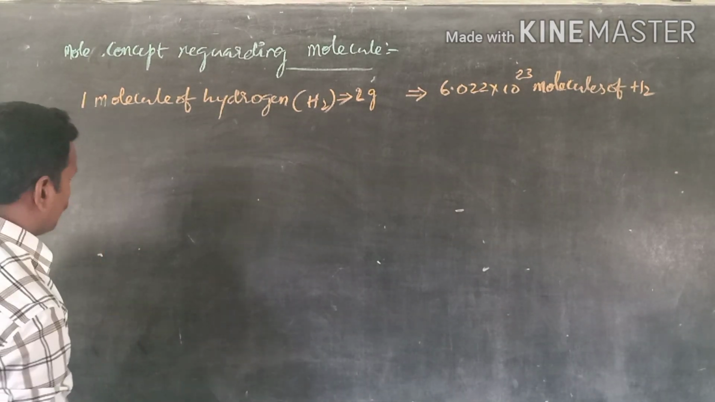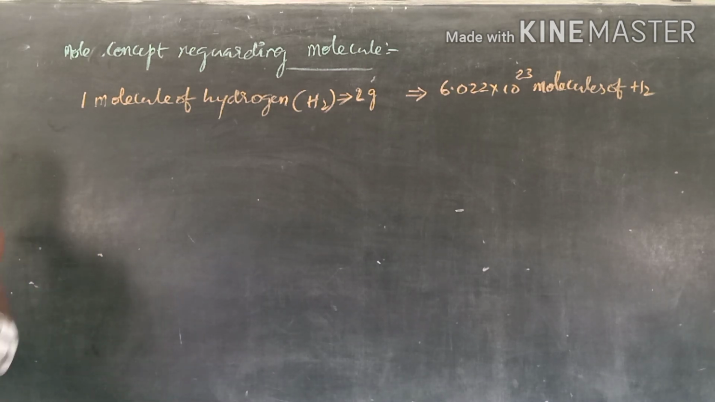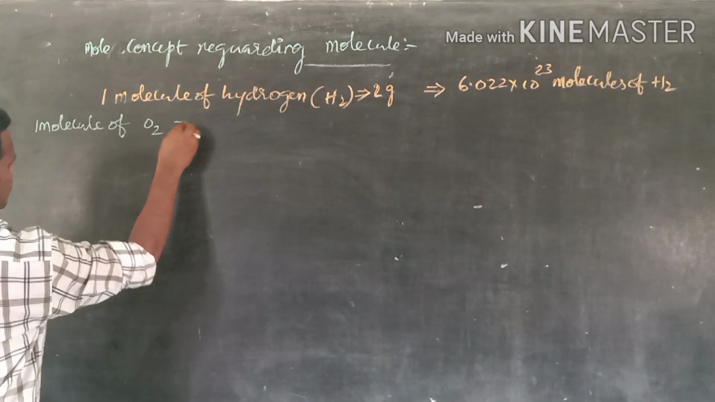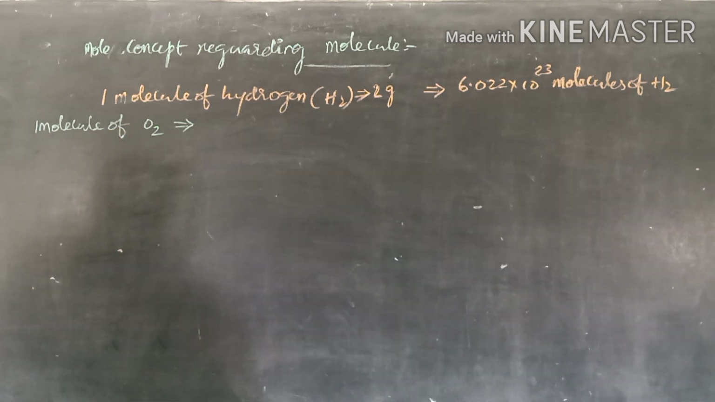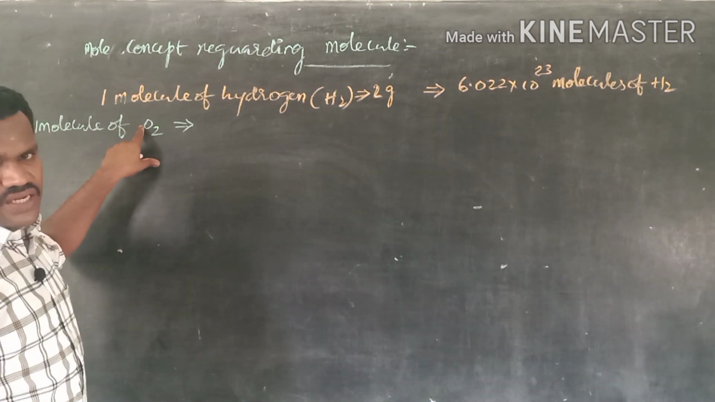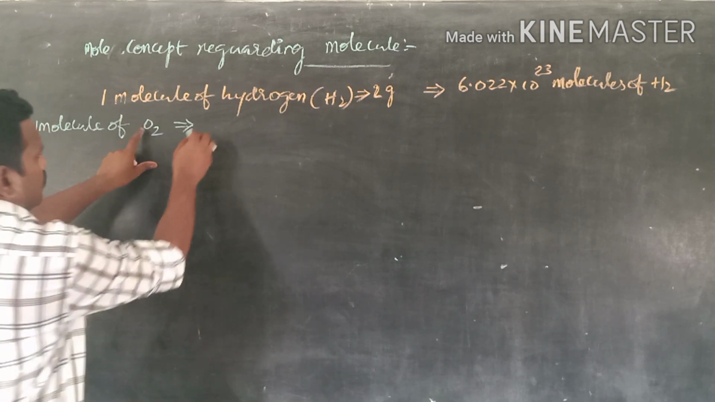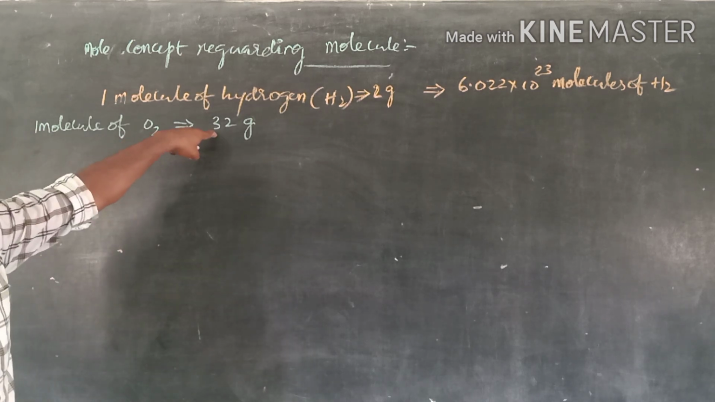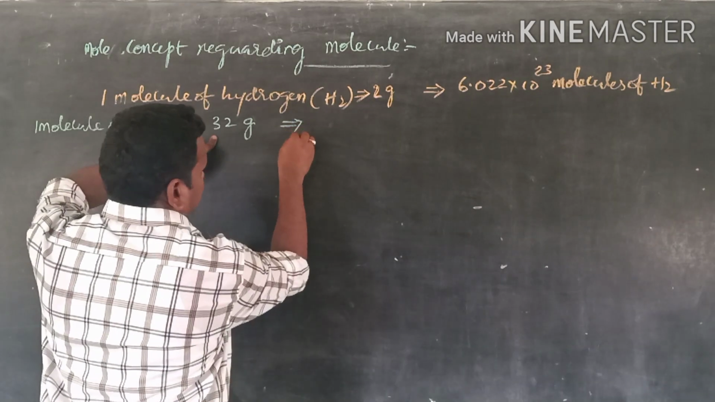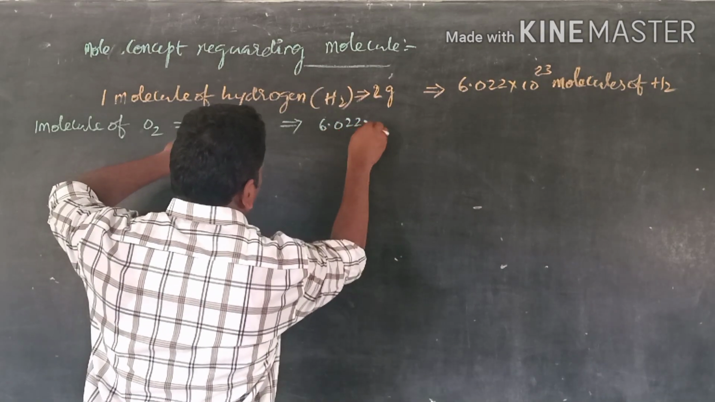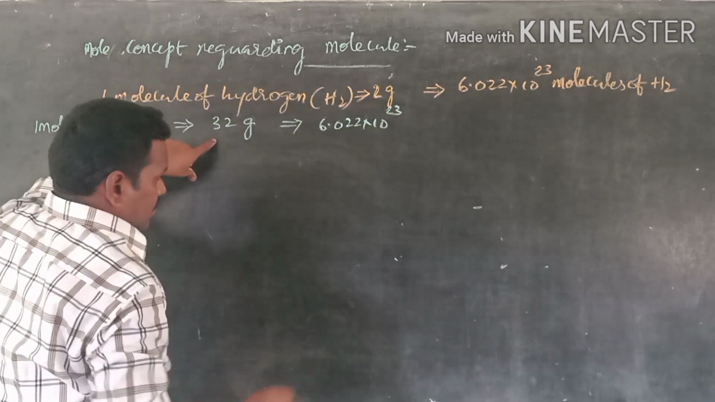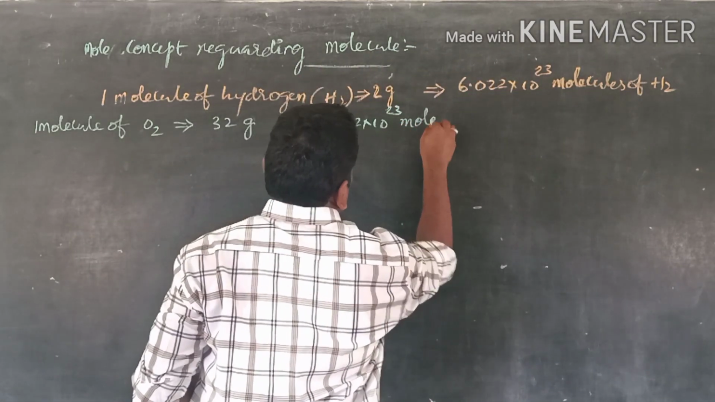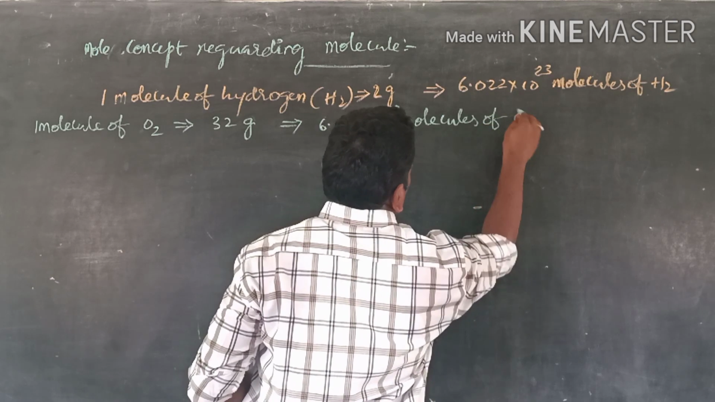Now one more example, if you consider one molecule of O2, oxygen. O2 means nothing but one molecule. For a single atom, its atomic weight is 16. Then two atoms, the weight becomes 32 grams. Means one mole of oxygen molecules weighs 32 grams. Now how many particles are present? Avogadro number only, 6.022 into 10 power 23. The difference is, here it is molecule, so here also it becomes molecules of O2.